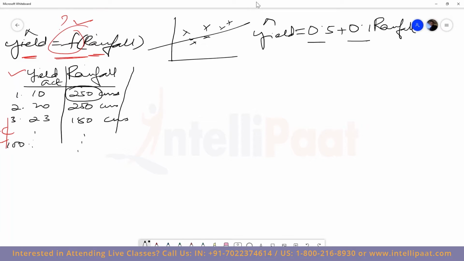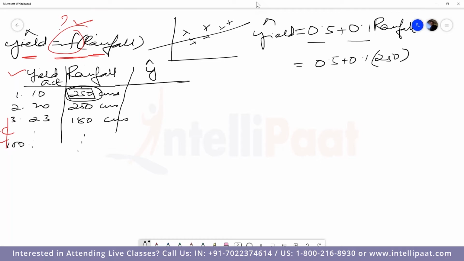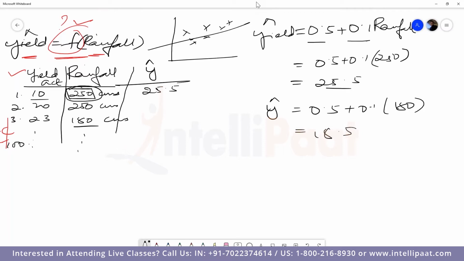Okay. So what we're saying is you predict if the rainfall was 250, what would be the predicted value? Can anyone guess? So if the rainfall was 250, it'll be 0.5 plus 0.1 times 250. So this will be 25.5. So the actual value is 10, but the predicted value will be 25.5. Similarly, in this particular case, if the rainfall was 180, the predicted value of yield would have become 0.5 plus 0.1 times 180, which would have become 18.5.